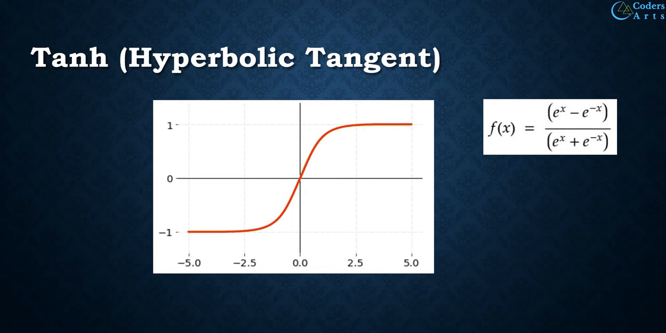Hyperbolic tangent function. It is a common choice for hidden layers. The output range is between -1 and 1. It is different from the sigmoid function, and its output is zero-centered. And this is the formula of hyperbolic tangent.